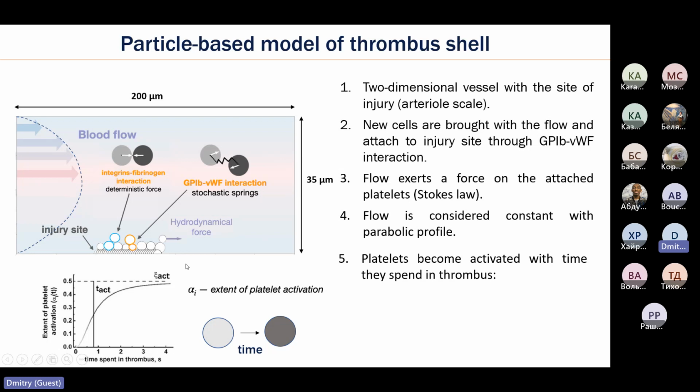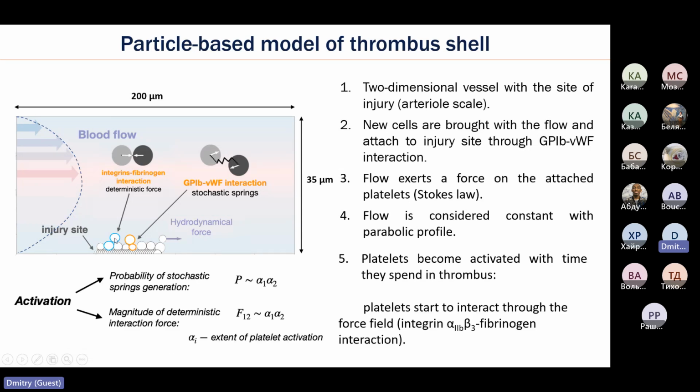And what is really important is that in this model, we assume that a platelet activates with the time spent in the thrombus. So this is a really simple model. And this extent of platelet activation influences both the probability of stochastic spring emergence and the magnitude of this deterministic force by which we describe this interaction through activated integrins.